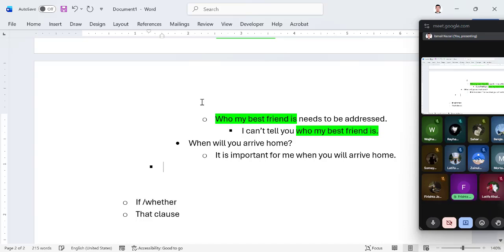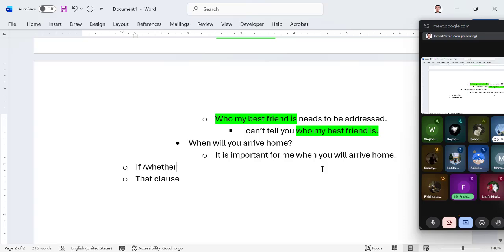Okay, so this is what we have as noun clause using WH words. If there is any question, you can ask. Otherwise, let's go to if or whether. Sorry, teacher. In this sentence, it is important for me when you will arrive home. So we have, I think, two subjects. Instead, we should remove it. For example, we can say, when you will arrive home is important for me. And I think it is extra here. Am I right? Structurally, both are right.